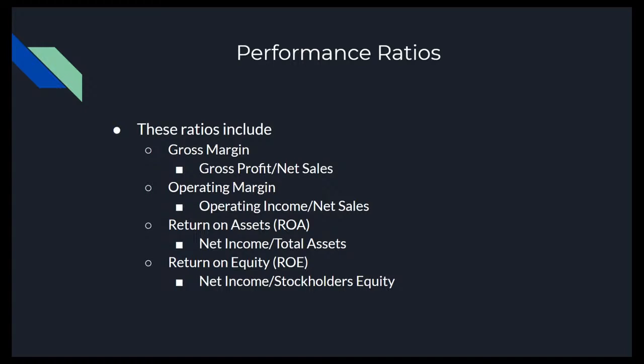So the performance ratios we look at include gross margin, which is gross profit divided by net sales; operating margin, which is operating income divided by net sales; return on assets, or ROA, net income divided by total assets; and return on equity, or ROE, net income divided by stockholders' equity. And whoever uses TOS, this information is all included in the fundamental tab on the TOS application.